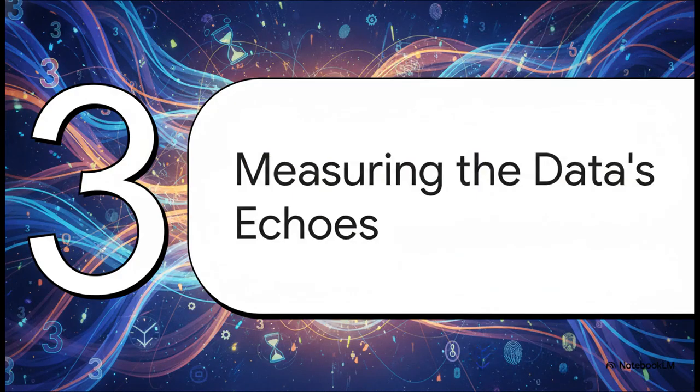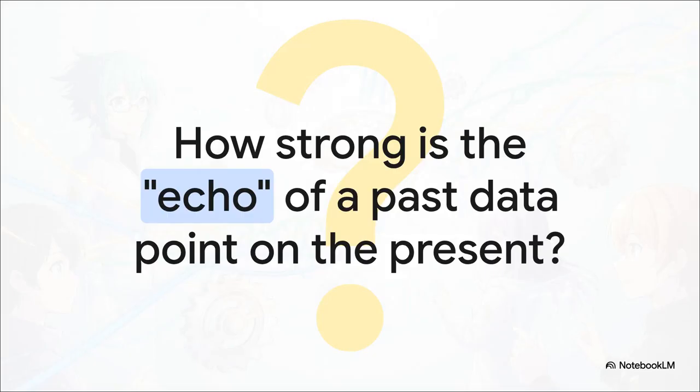Okay, the cookie detour was fun, but let's bring this powerful idea back to our time series data. We can now use this what-if thinking to start measuring that data's memory, or as I like to call them, the echoes of the past. So the question we're trying to answer becomes this. How can we measure the echo of the past on the present? How strong is the echo from a data point, say 3 days ago, on the value we're seeing today? Is it a loud, booming echo, or is it pretty much faded away into silence?